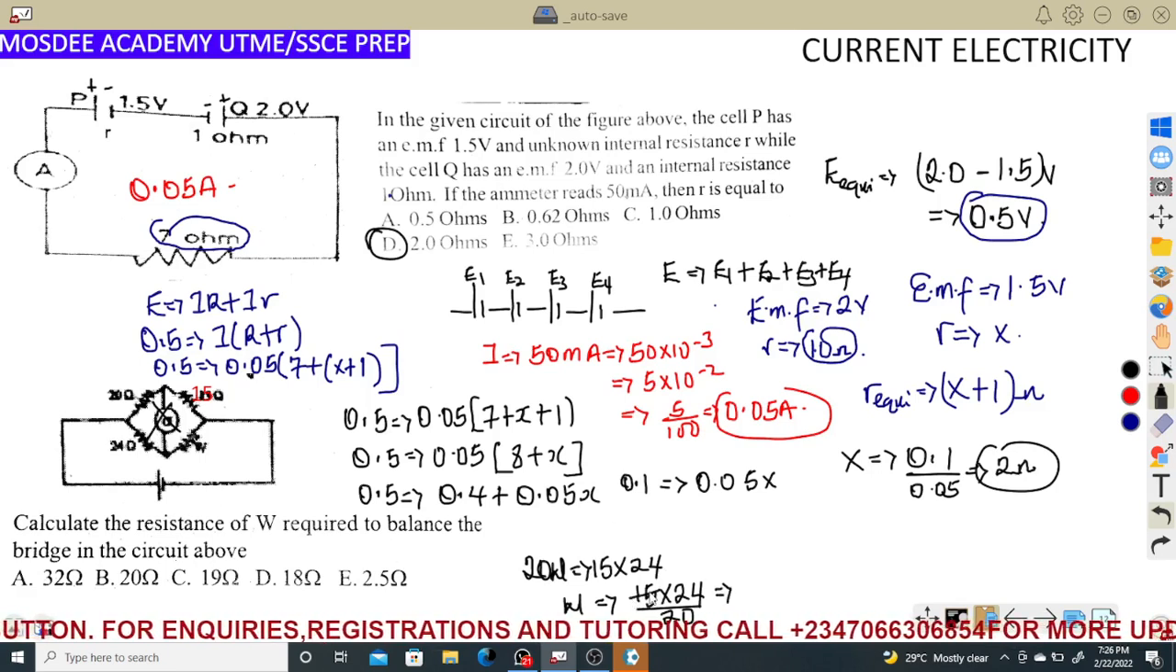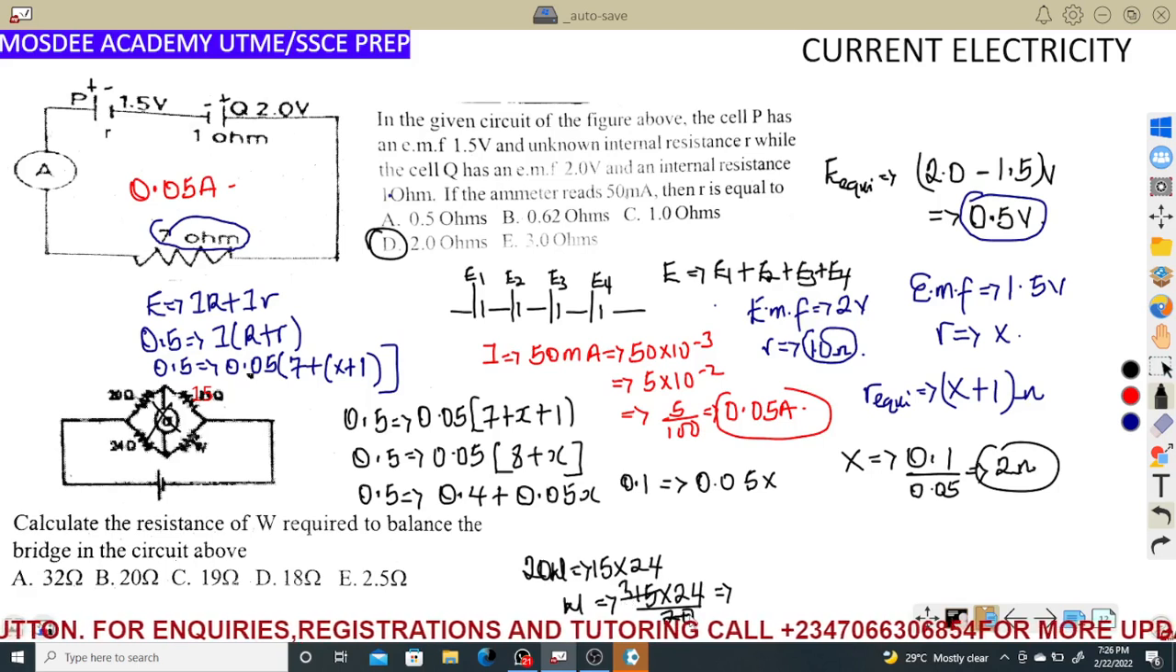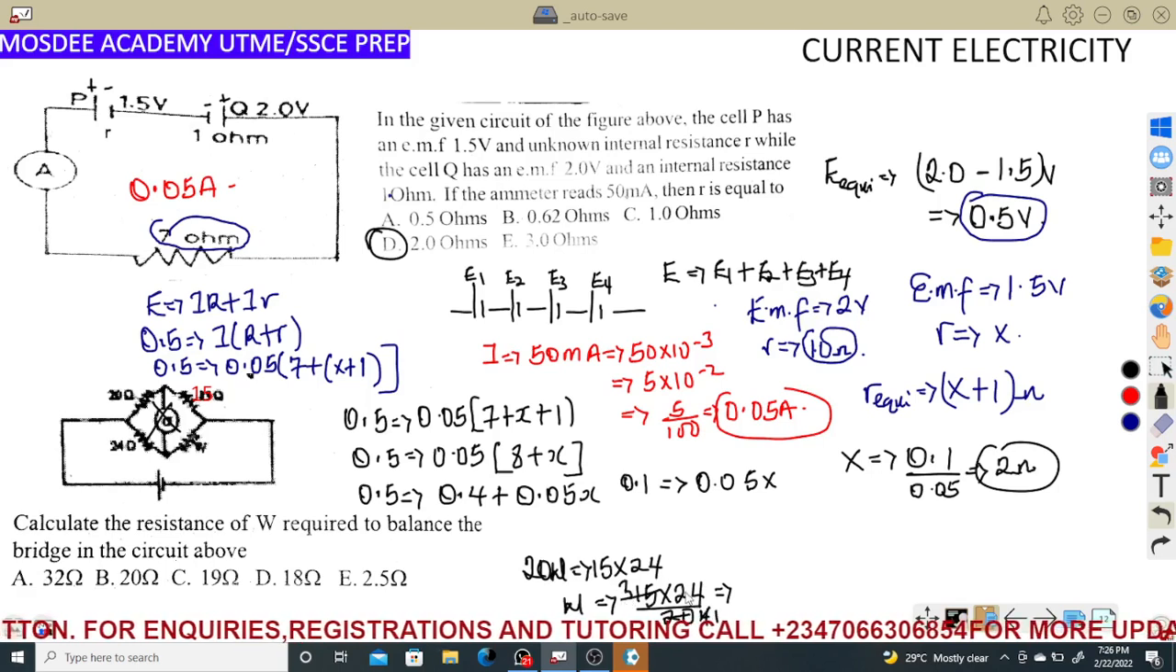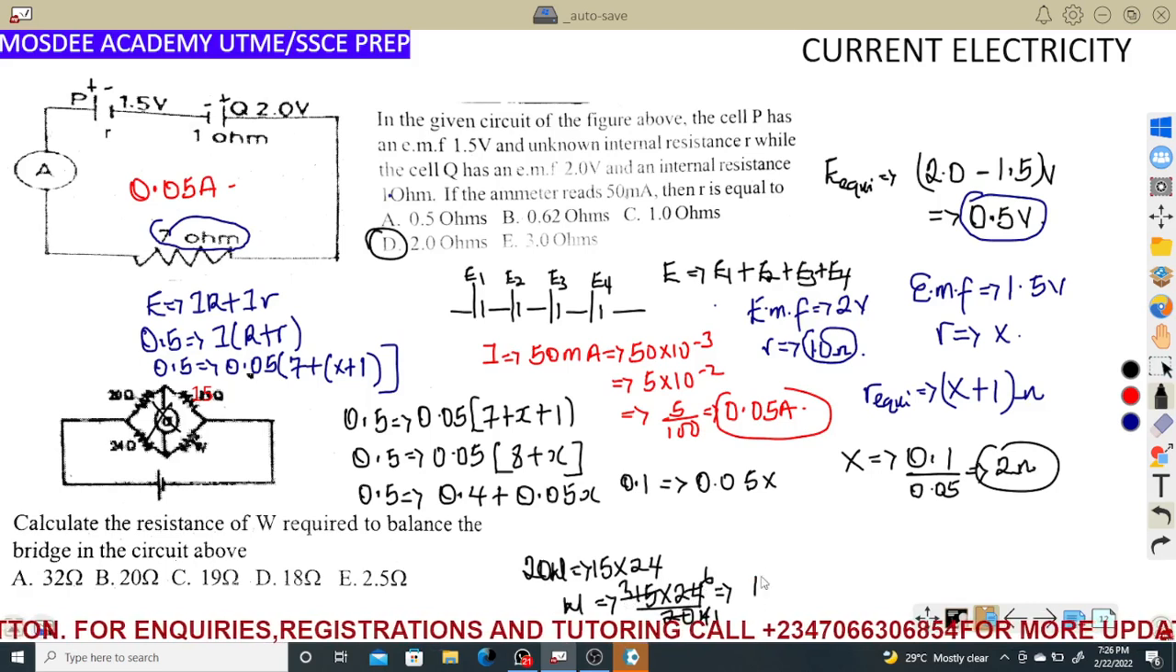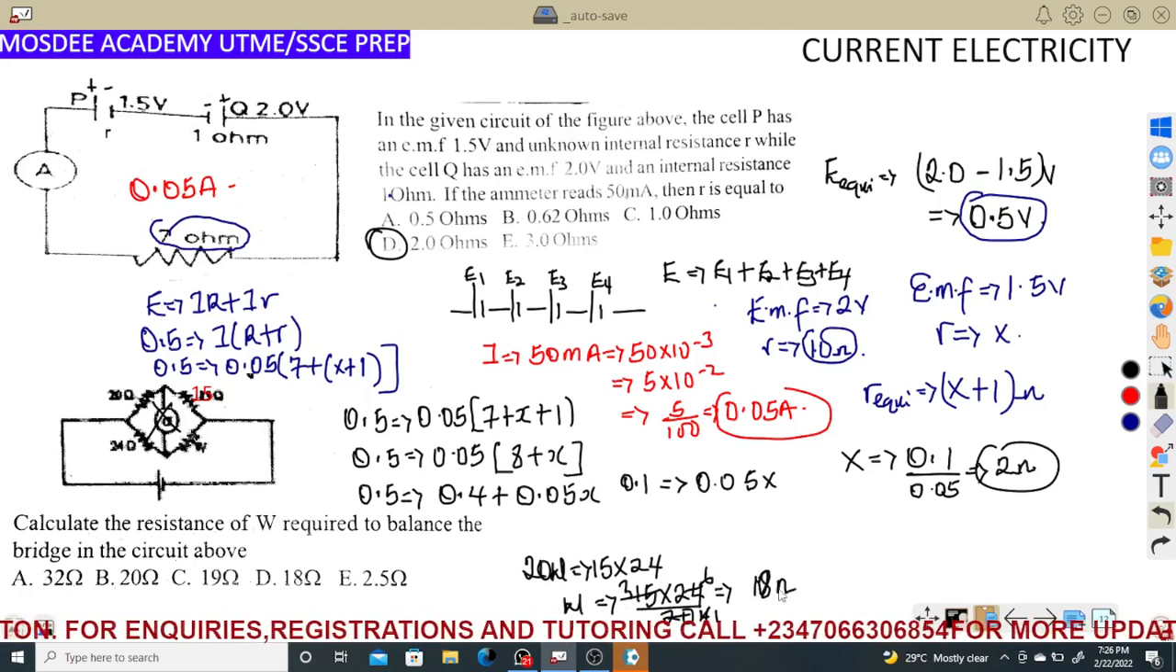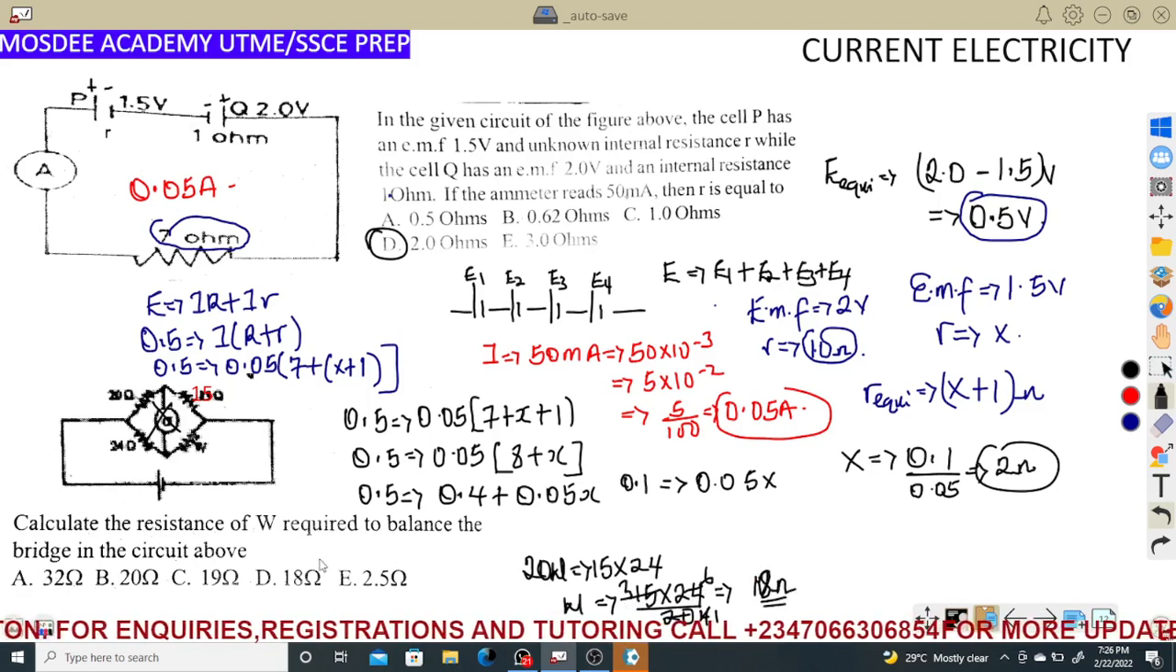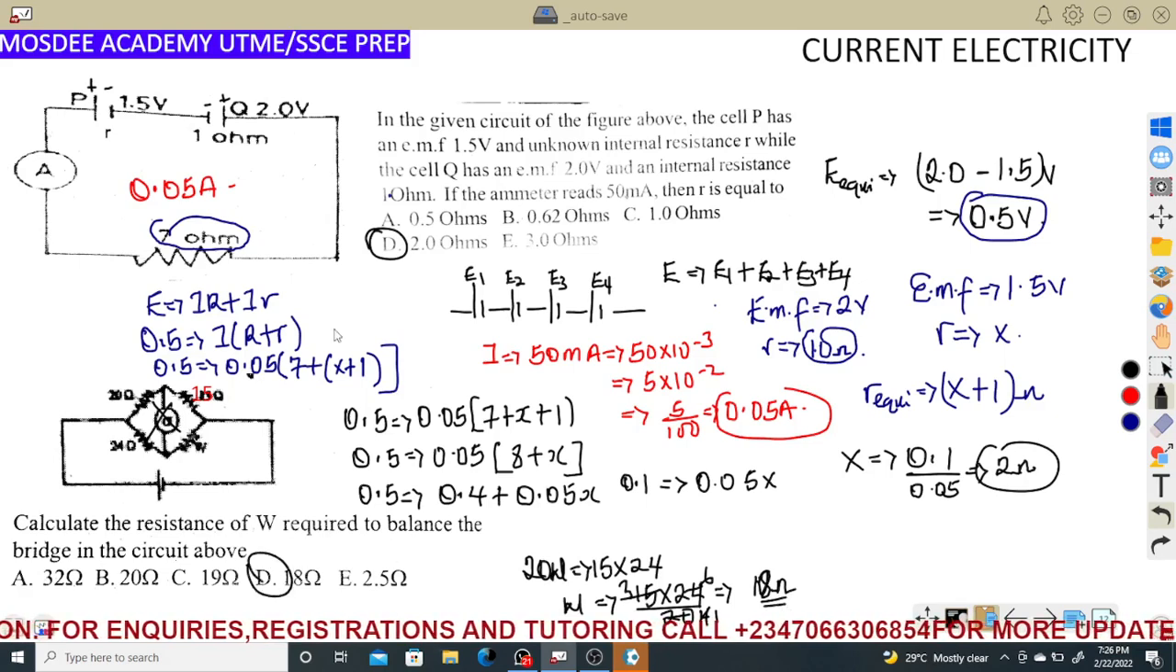You can say 5 can go here, 5 goes here, 5 3s are 15, 5 4s are 20, 4 here, 1 4 here, 6, 3 6s are 18 ohms, which is the answer to the question. 18 ohms is correct for this. So D is correct for this. D is the answer to that. We move to the next set.